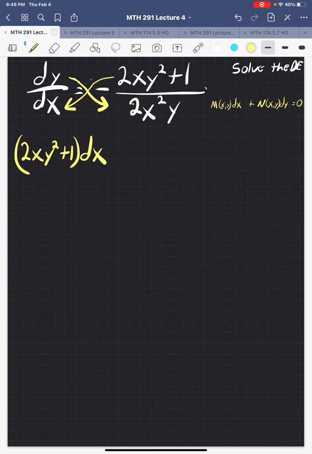And then the negative has to go somewhere, right? So we'll just leave the negative with the denominator. So that's negative 2x squared y dy. Okay, so my apologies.